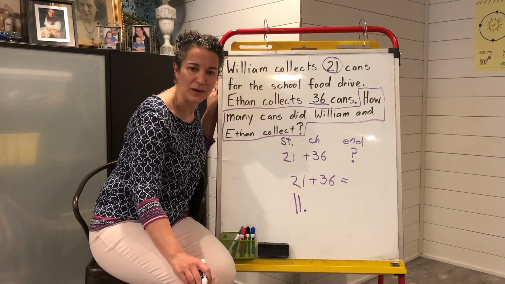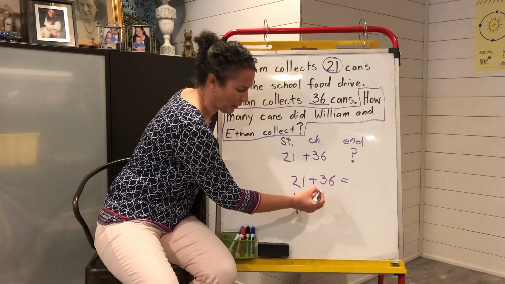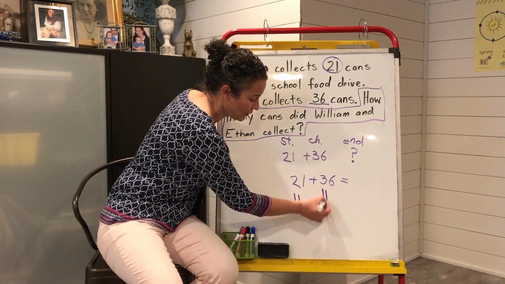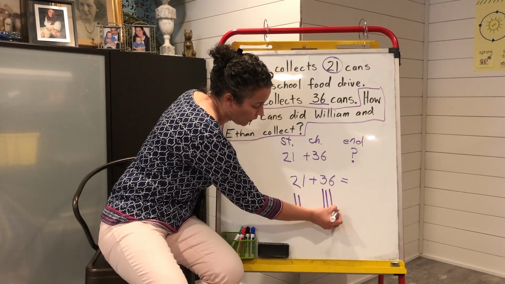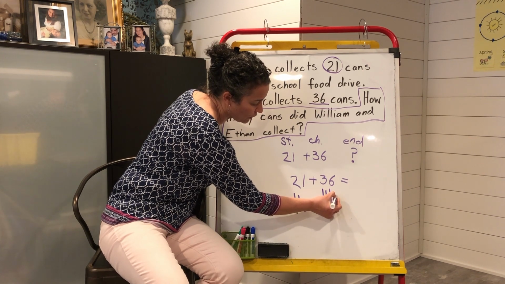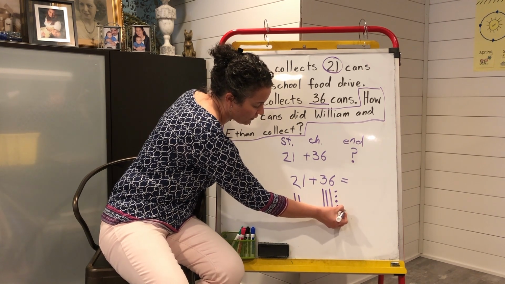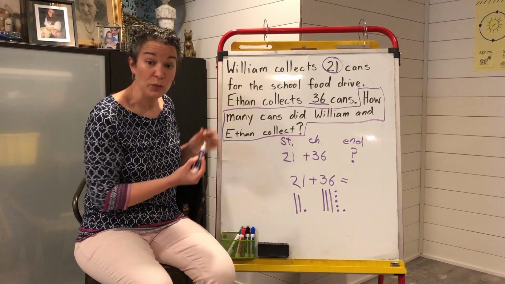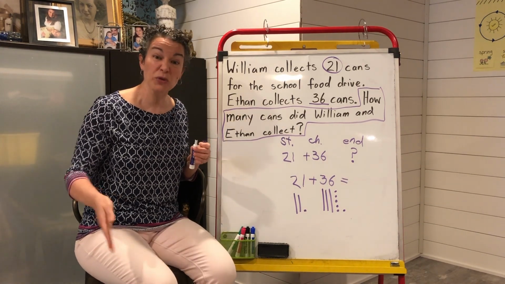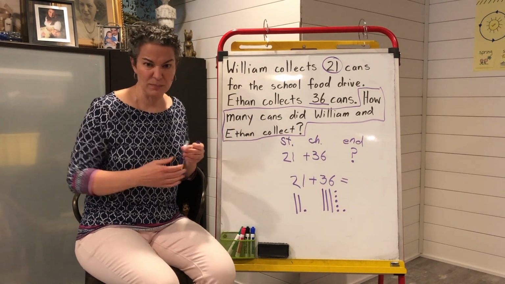36. How many 10s do I need? Yes, you're so smart. I need three 10s. 10, 20, 30, 31, 32, 33, 34, 35, 36. Now, my friends, we're going to solve it horizontally first, and then we'll solve it again vertically. That way you're seeing it both ways.